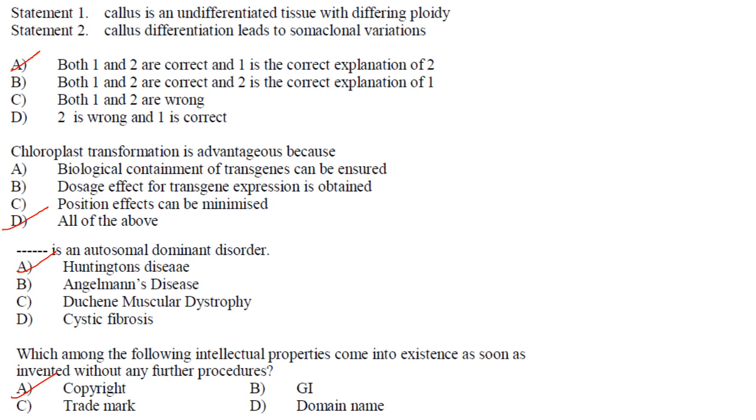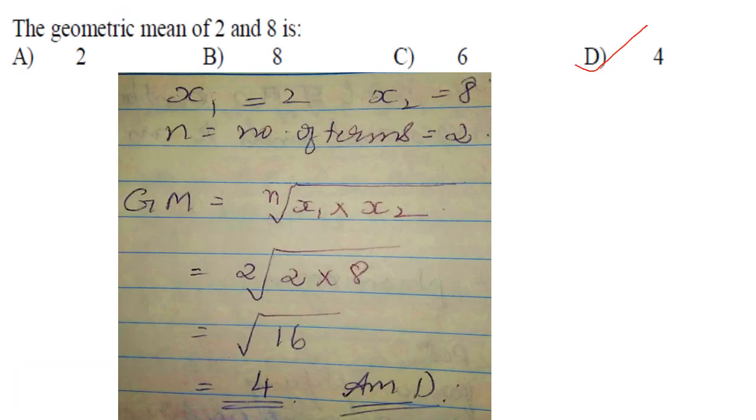Then next one. Which among the following intellectual properties come into existence as soon as invented without any further procedures? So as soon as invented and without any further procedures, it is your copyright. So answer is option A.